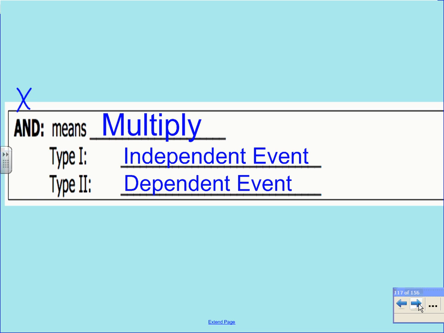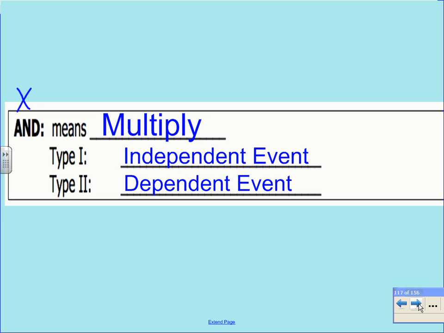All right, so page 14 in your notes at the top where it says "and means multiply." And we've already talked about this, okay? So and means multiply. Charles, you're with us, right? Okay. Type 1, independent. Type 2, dependent. So kind of like I asked you with mutually exclusive and overlapping, what do you think those events mean? In other words, if you had to decipher the difference between them, I think these ones are more common sense. Charles, you want to try to tell us?